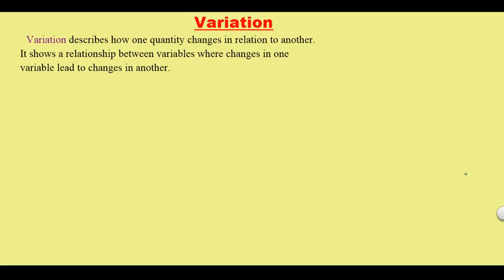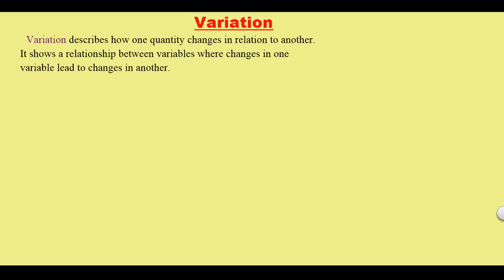So let's start. Variation is from the word vary. What is variation? Variation describes how one quantity changes in relation to the other. Basically, it tells us the relationship between variables, how one variable affects the other, how changing one variable affects the other. So that is what variation tells us. It shows the relationship between two or more variables in relation with one another.